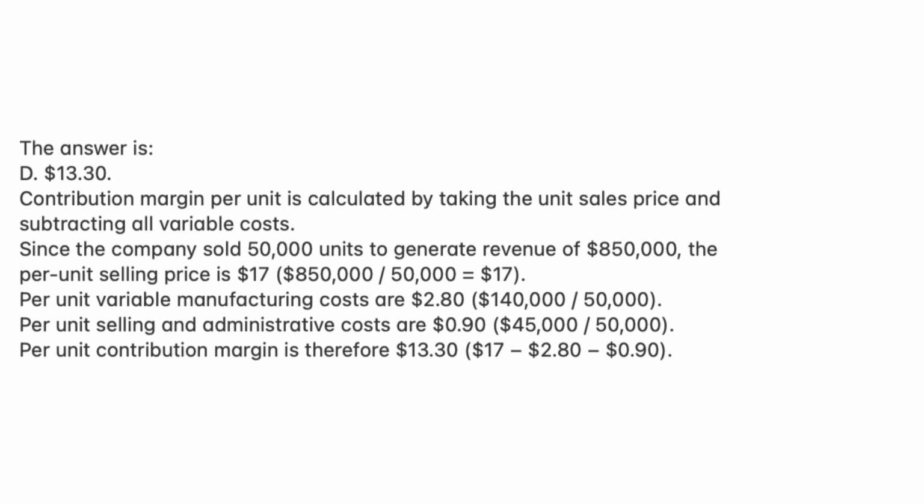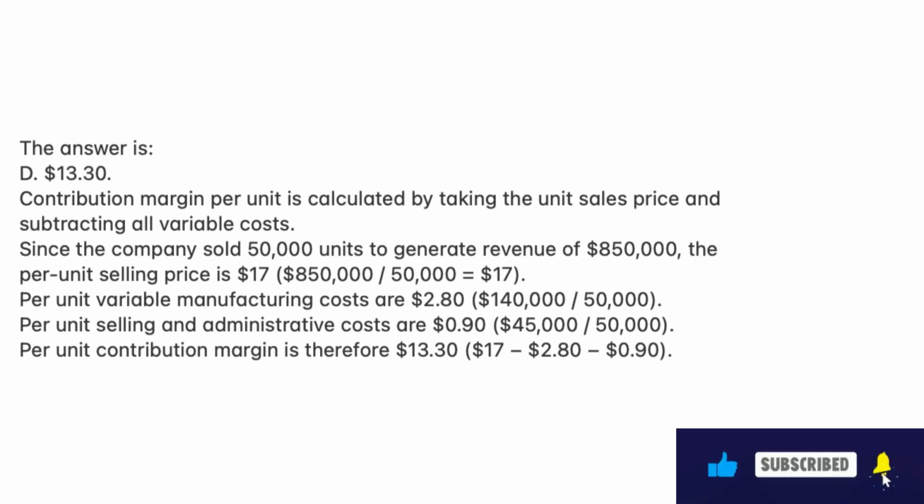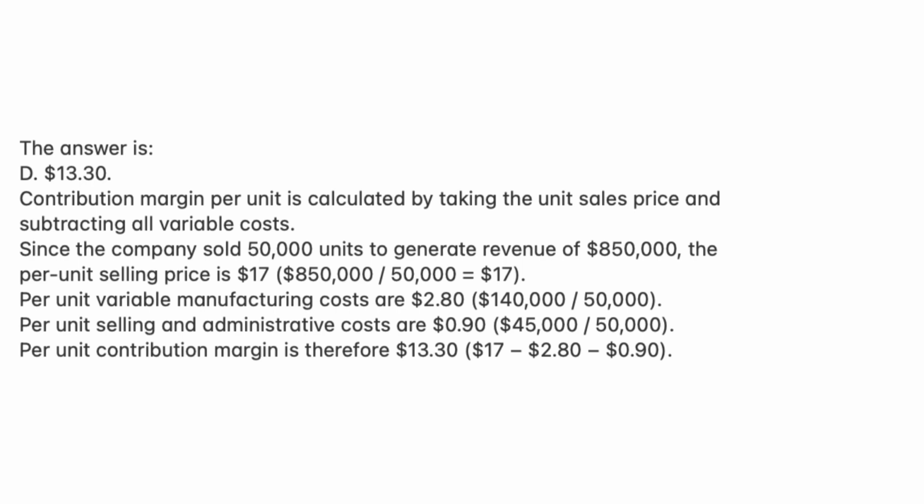$850,000/50,000 equals $17. Per unit variable manufacturing costs are $2.80, $140,000/50,000. Per unit selling and administrative costs are 90 cents, $45,000/50,000. Per unit contribution margin is therefore $13.30, $17 minus $2.80 minus 90 cents.